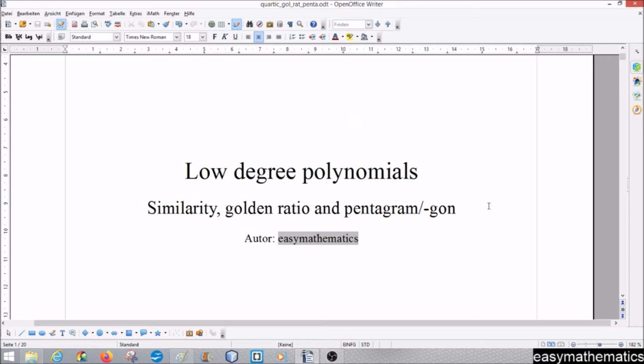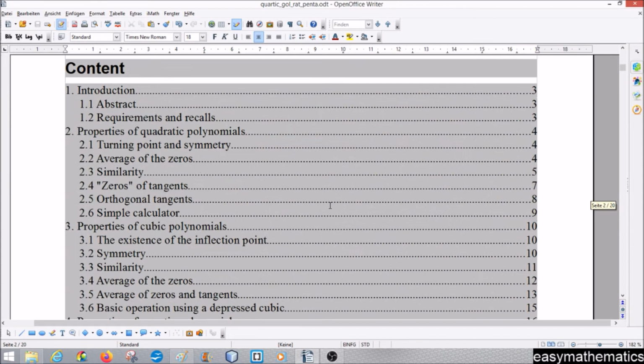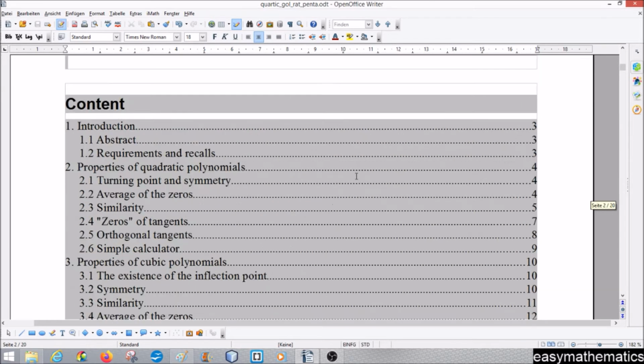Welcome to the mathematics and a new video about low degree polynomials. It's about similarity. We will need the golden ratio and a pentagram or a pentagon. And to get more details, we take a look at the content.